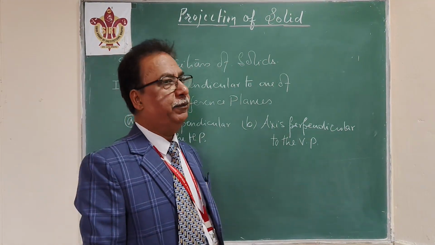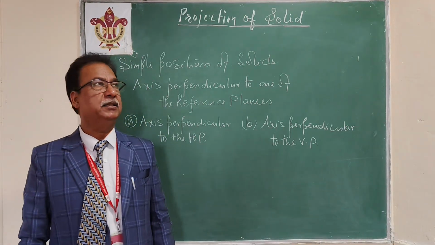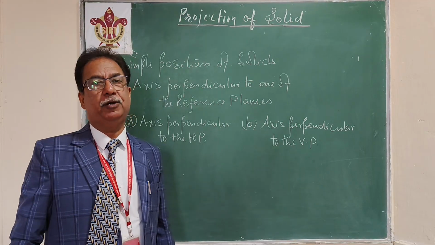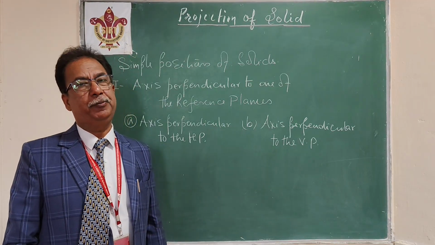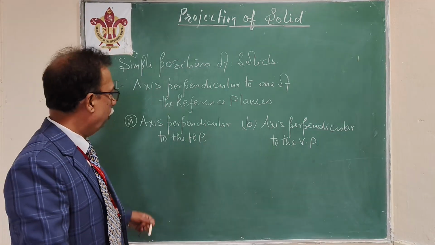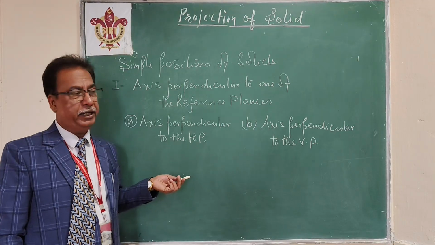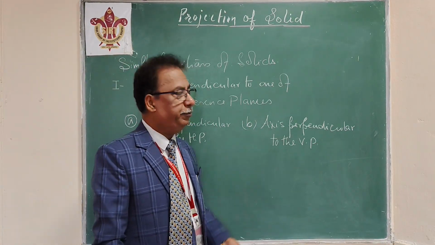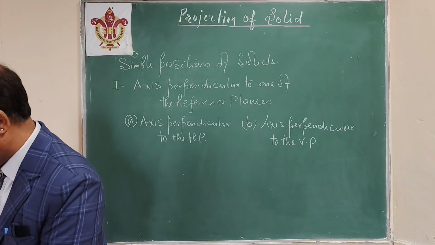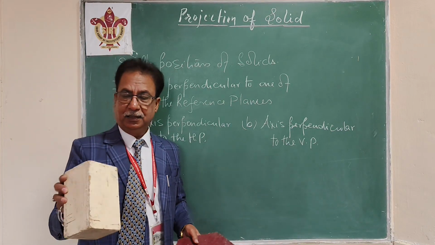Okay, so now I am going to discuss with you the position of the solid in space. I have already told you that the simplest position of the solid will be when the axis is perpendicular to one of the reference planes. So there are two options. The first is the axis perpendicular to the horizontal plane, or the reverse, the axis perpendicular to the vertical plane.